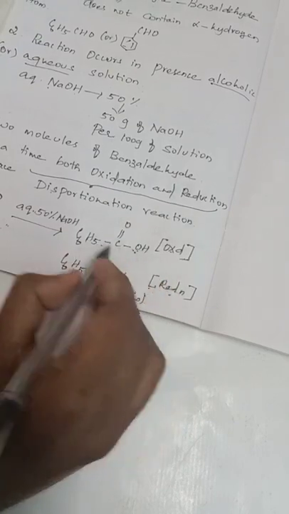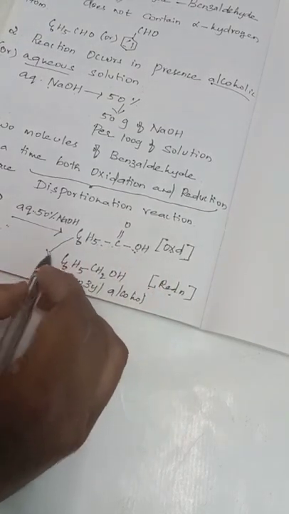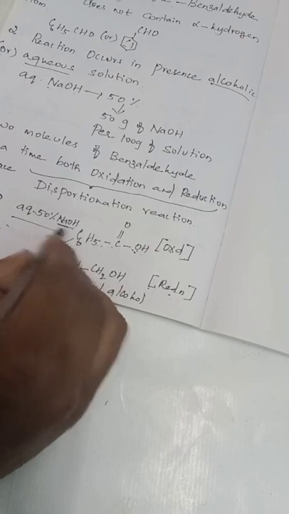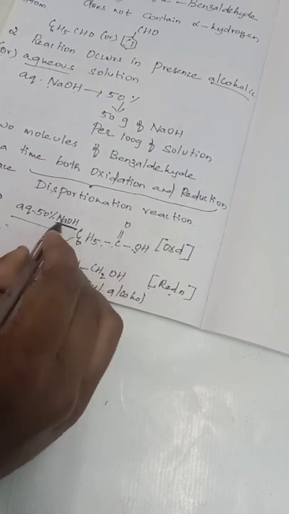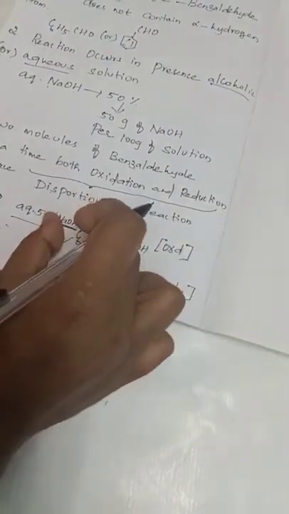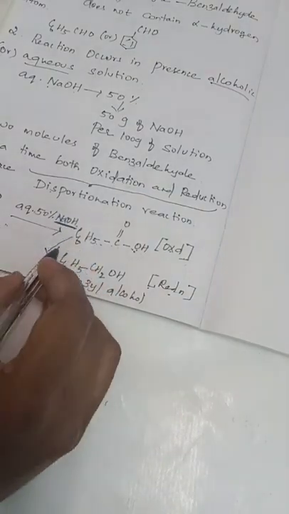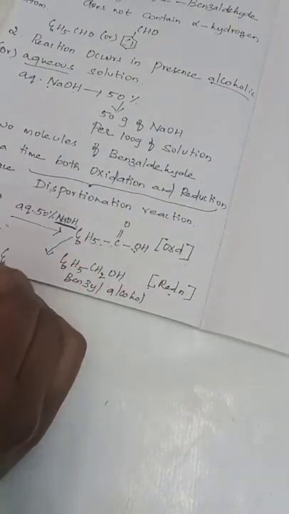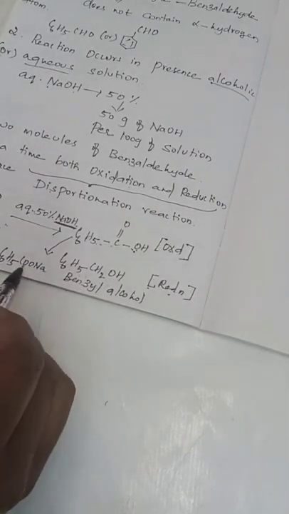From oxidation we got one acid product. This acid again reacts with the base, sodium hydroxide. The acid reacts with this base and our expected product is C6H5COONa. This reaction is also called an acid-base reaction.